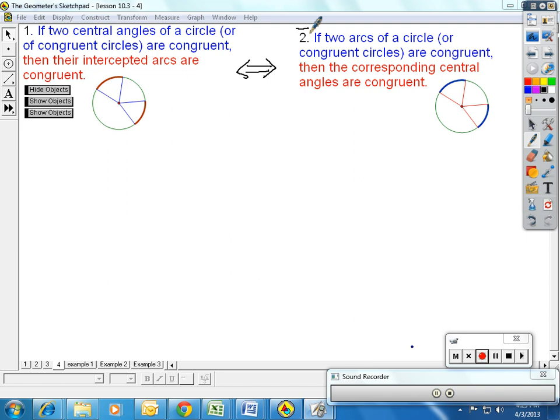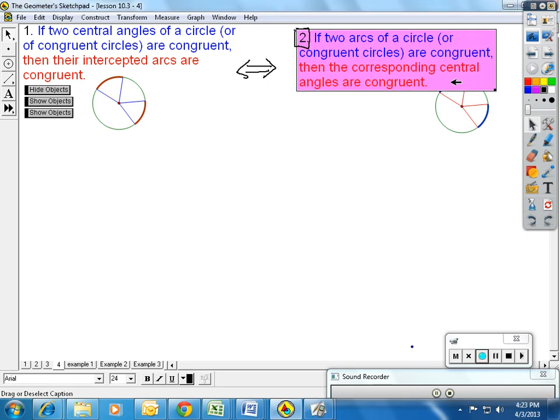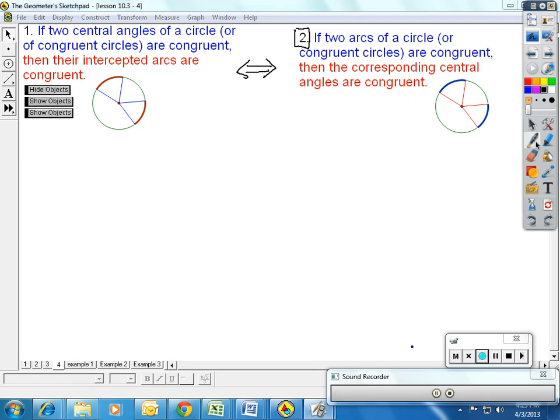Now let's look at number 2. It's going in the opposite direction. Notice the change in colors. If two arcs are congruent, now what's blue is my arcs. Blue arcs are congruent, then I can conclude that my central angles are congruent.